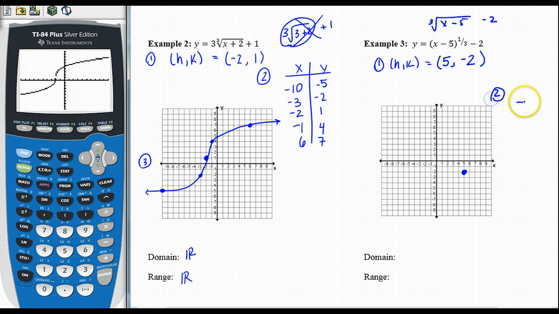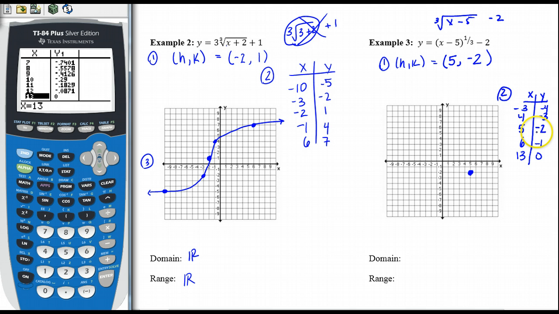And then the second thing I'm going to do is make an XY table where 5, negative 2 is my middle point. What I would like you to do is fill in this XY table, pause, and do this on your own and make sure that you can check. I know it's on your calculator and not that hard, but I just want to make sure you know those features. So ready, pause, and fill in that table.